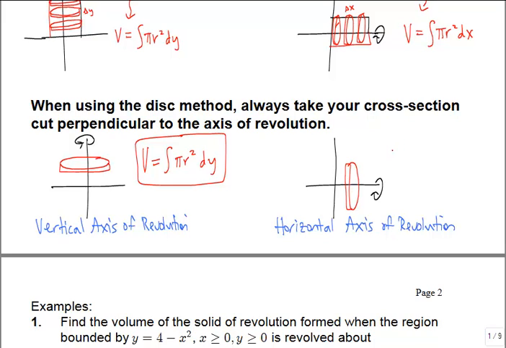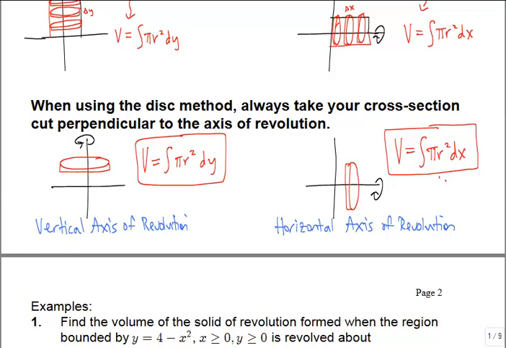So the formula for a horizontal axis of revolution is going to be volume equals the integral of pi r squared dx. And whatever you come up with for your radius function, it should involve x variables only, and the bounds on this integral should be how the x changes only. So these are basically two formulas that you're going to use when you have a disk shape as your cross-sectional cut.